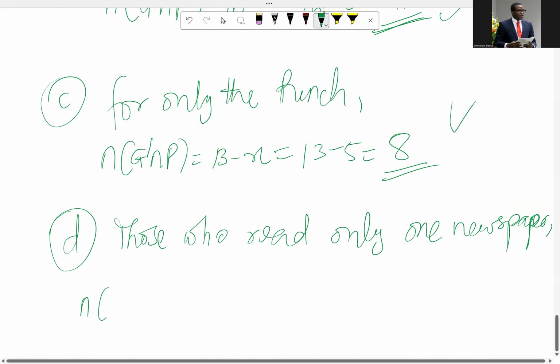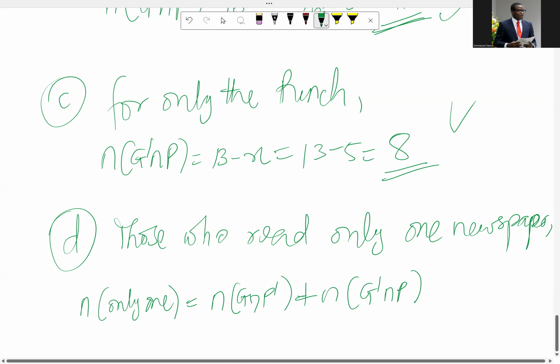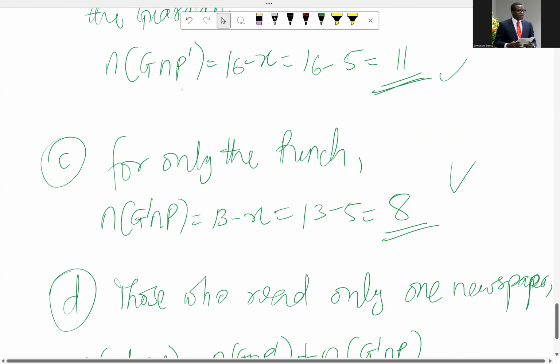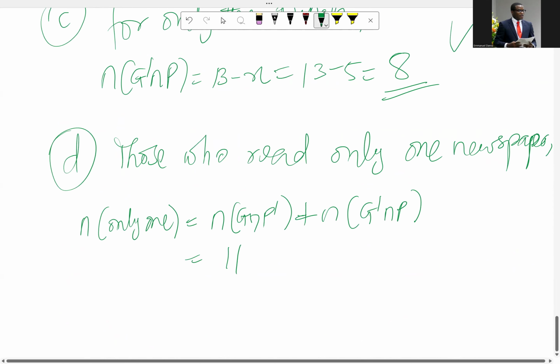So the number of those who read only one will be equal to the number of those who read only the Guardian, that's G intersection Punch prime, plus the number of those who read only the Punch, that's G prime intersection P. So for Guardian only we got 11, for Punch only we got 8, so that's 11 plus 8, and that is 19. So only 19 people read only one newspaper. Either they read only the Guardian or only the Punch.